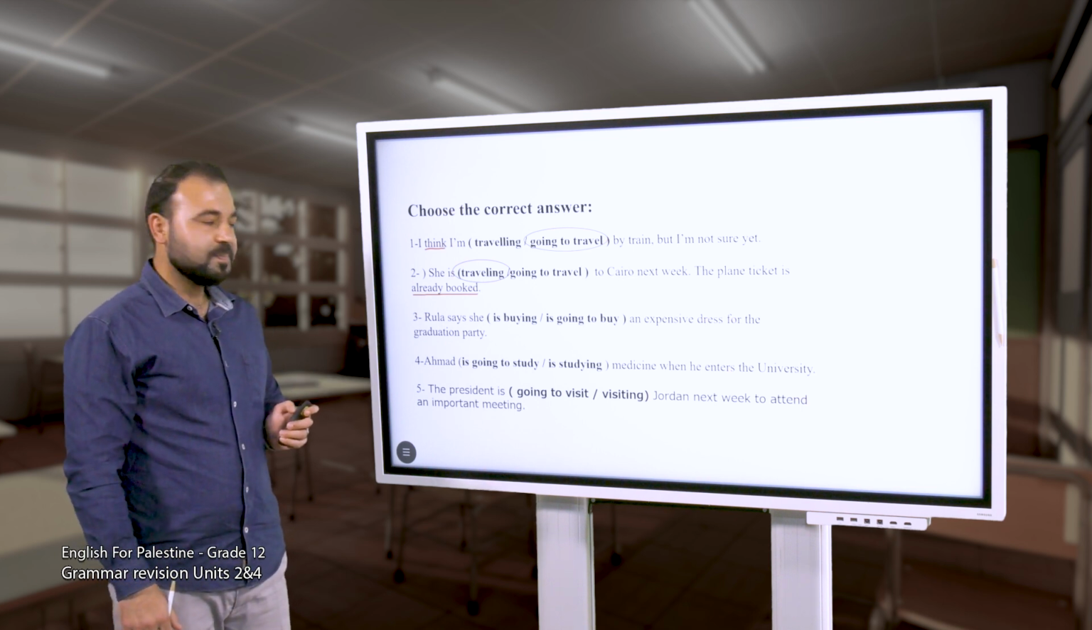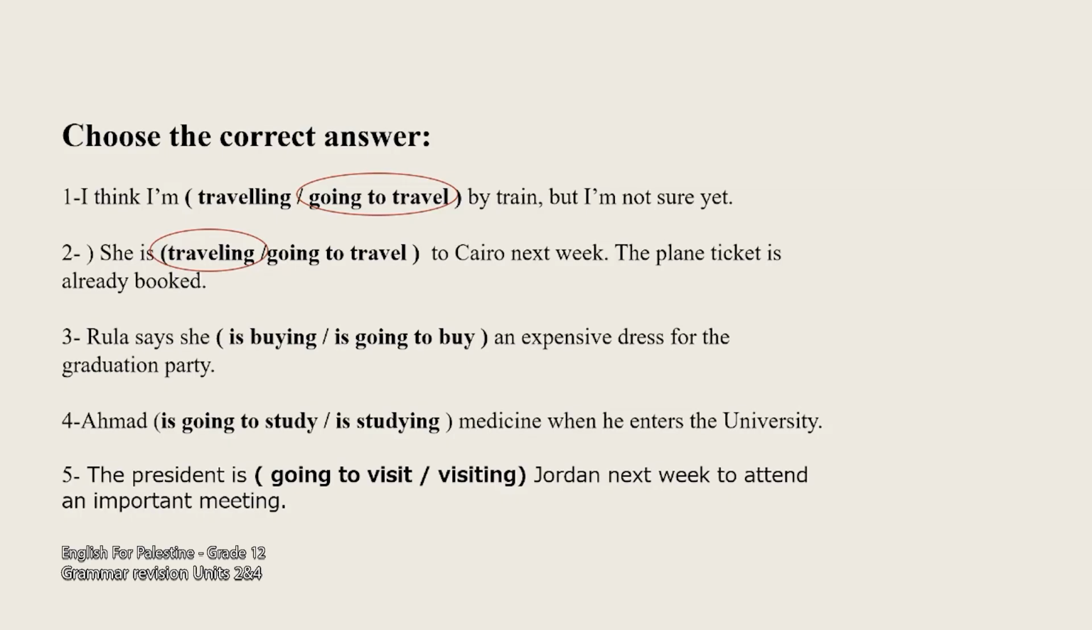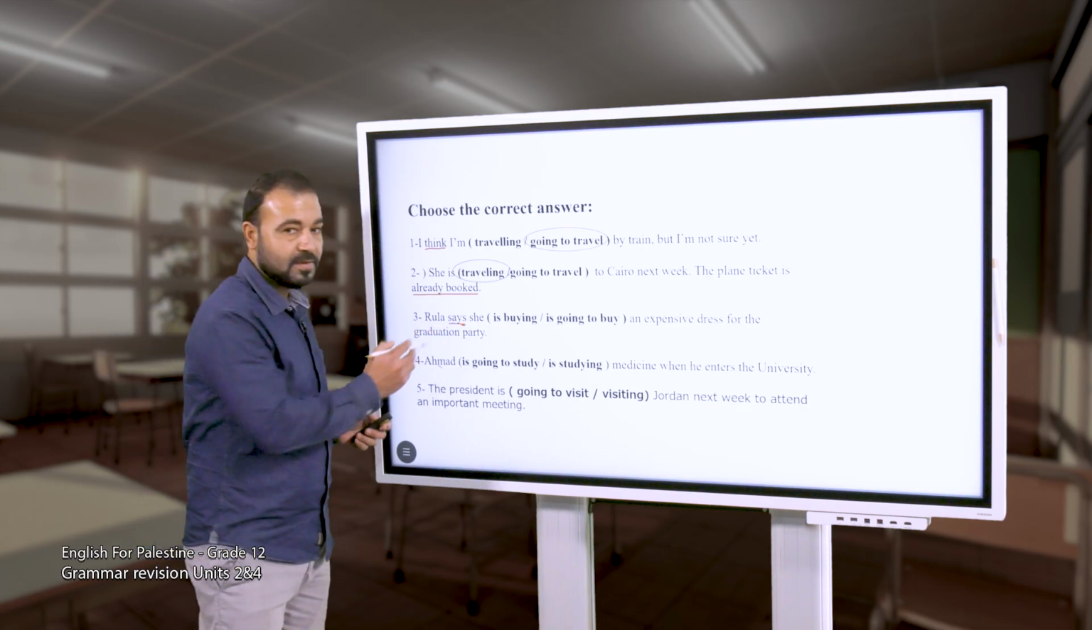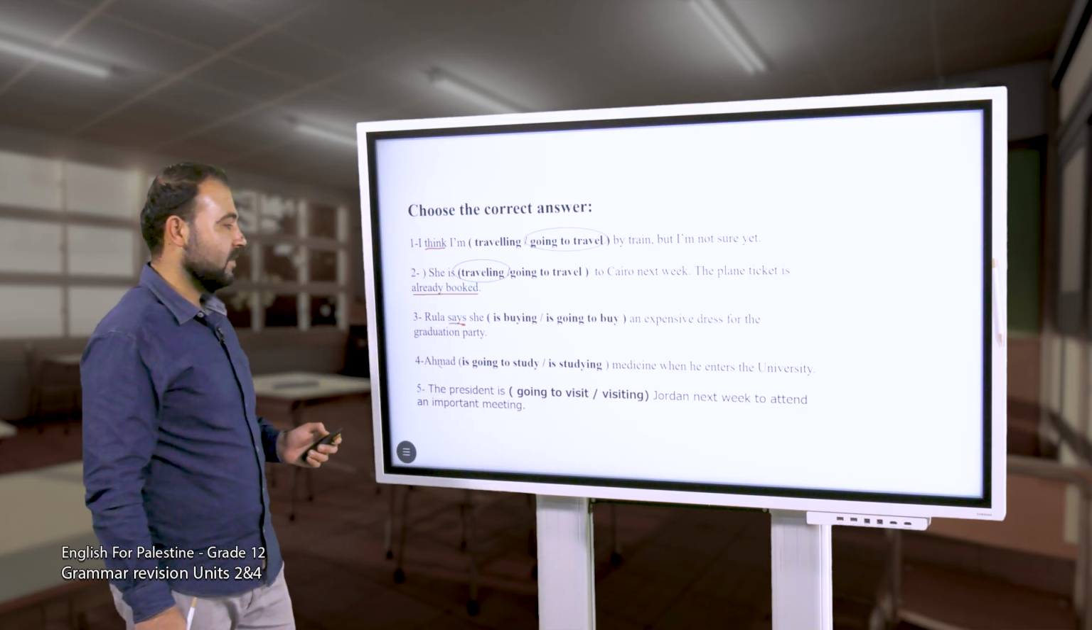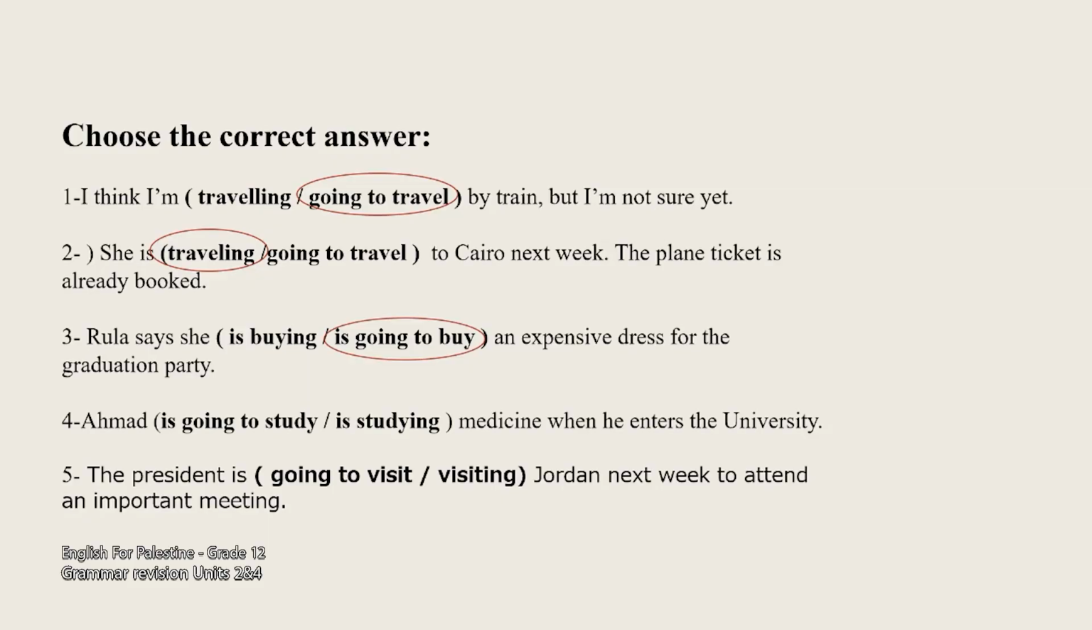Sentence number 3. Rula says she is buying or is going to buy an expensive dress for the graduation party. Rula says she intends to do something. The correct answer is she is going to buy an expensive dress.